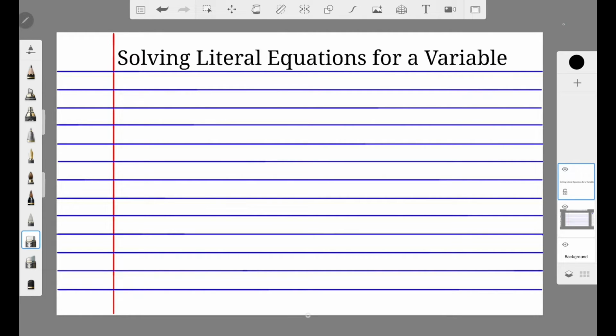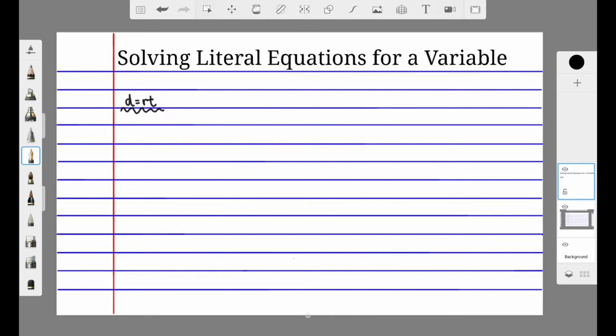So let's get started. A literal equation is an equation containing more than one variable. So let's look at some examples of literal equations. Many formulas that are commonly known are examples of literal equations. For example, right here we have the distance formula. Distance is equal to the rate times the time traveled. This would be an example of a literal equation because it is an equation containing more than one variable.